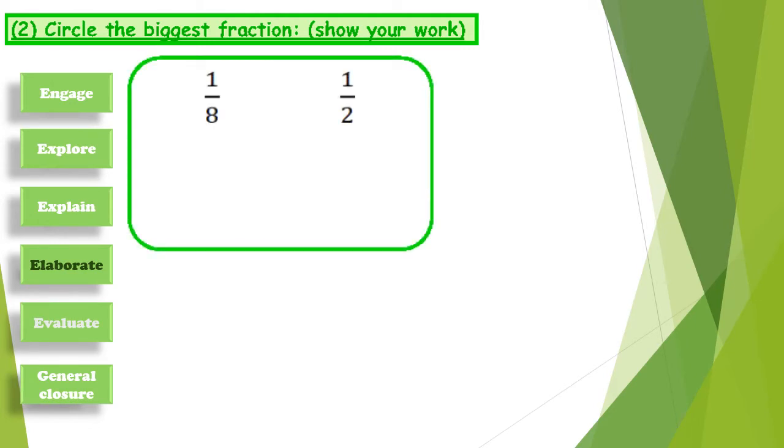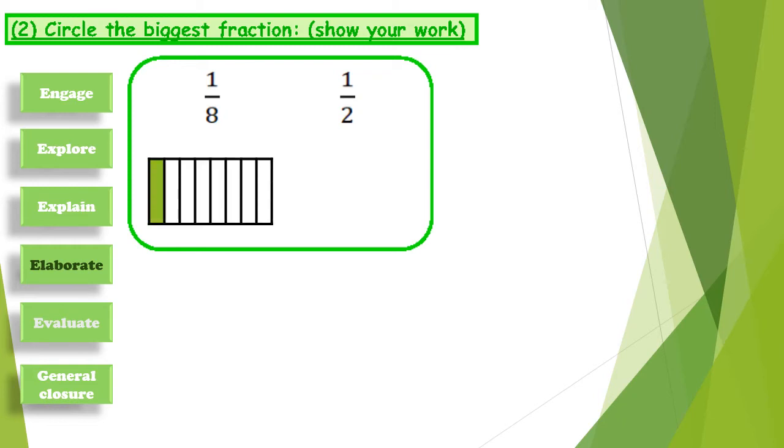Which unit fraction is the biggest? 1 over 8 or half? Look at the denominator. I have 8 here and 2 here. So the smallest denominator, the biggest fraction. I have 2 here, so half is the biggest. To show my work, I will do a split model. 1 shaded out of 8. Half, 1 shaded out of 2. So the biggest fraction is half.